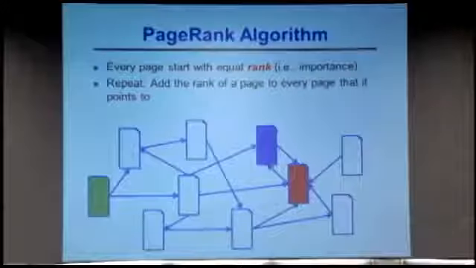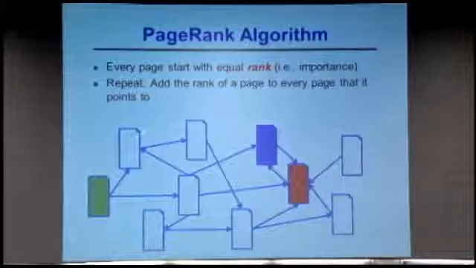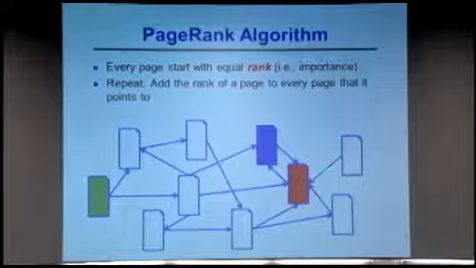So every page starts with an equal weight. Before I start, first of all, what's the input to this PageRank algorithm? The input is the set of web pages and the set of links from one page to another. So the algorithm knows about the set of pages and the links between them. Initially, the algorithm doesn't know which page is more important than the other, so all pages are given equal weight.